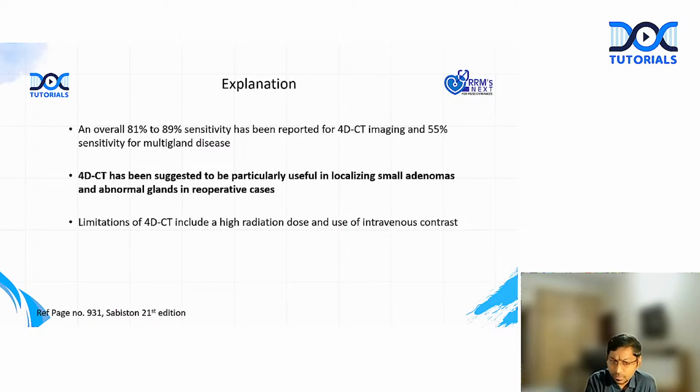Now, limitations of 4D CT is, of course, you have a high RT, and because you use IV contrast, you may sometimes get even artifacts because of the metallic implant. So that is also another disadvantage. Radiation is a very significant concern with 4D CT because of the different phases that we use. It's got almost 27 millisieverts of exposure of radiation. So that's something that is a concern with 4D CT.